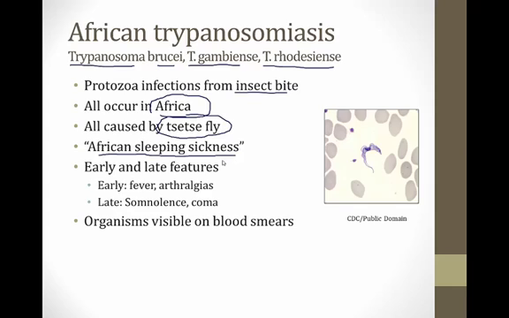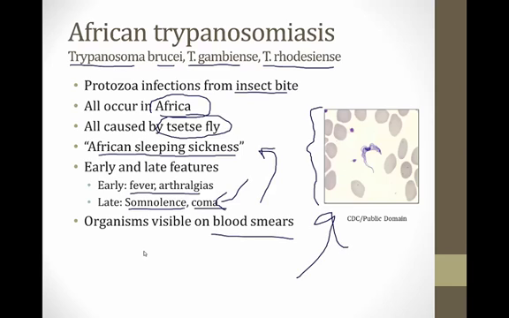Early after infection, you can get symptoms like fever and arthralgias, but later people become very somnolent and sleepy, and they can go into a coma, hence the name. And you can diagnose this by visualizing the organisms on blood smear. This is a picture of a trypanosome in a blood smear. I classify this as a central nervous system infection because people go into a coma, but the organism also infects the blood, so you could also call it a blood infection as well.